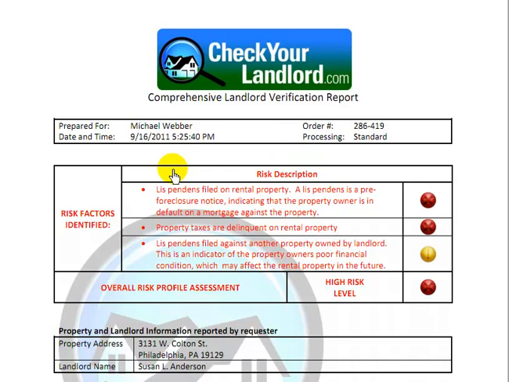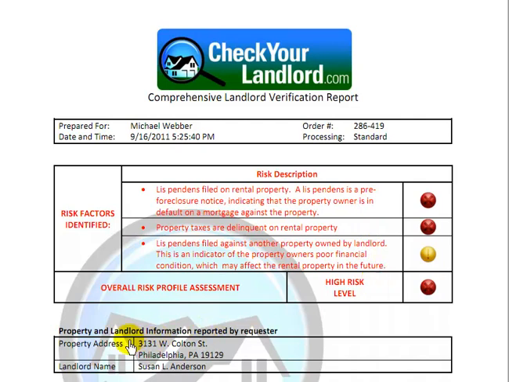So you'll see here that right up front, we are going to identify the risk factors for you, and give an overall risk profile assessment. So that is Check Your Landlord's judgment of how risky this property might be as a renter. In this particular case, we've found a number of issues noted by the red X's and a potential issue noted by the yellow exclamation point icon. And this leads us to deem this property a high risk, probably not a property that you would want to rent. As we go through the report, we'll see exactly what these risk factors are and why they're important.